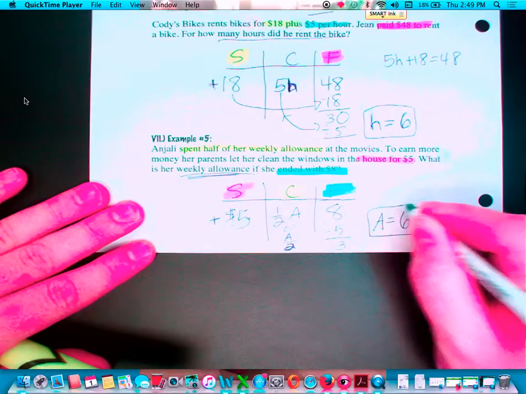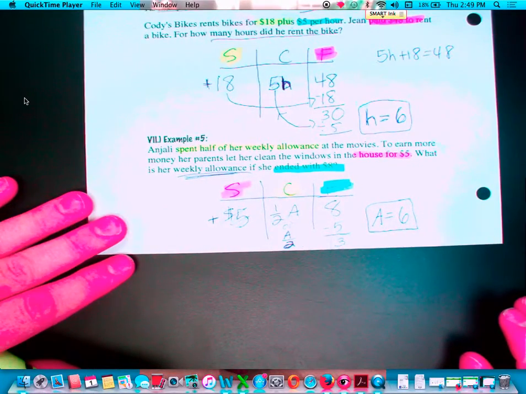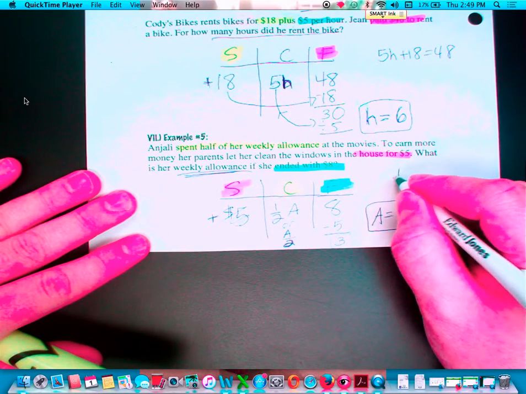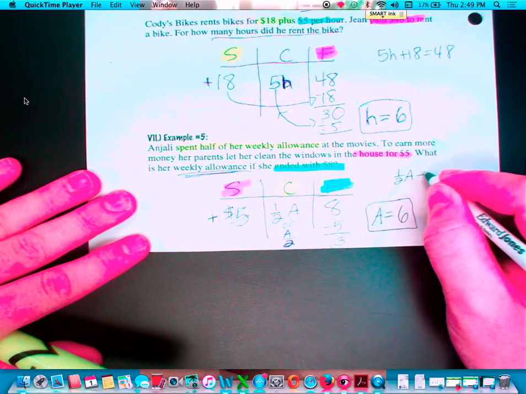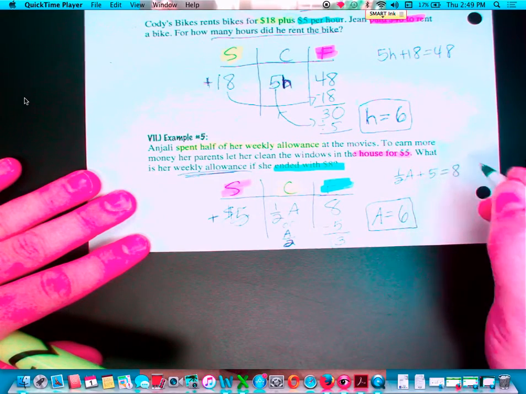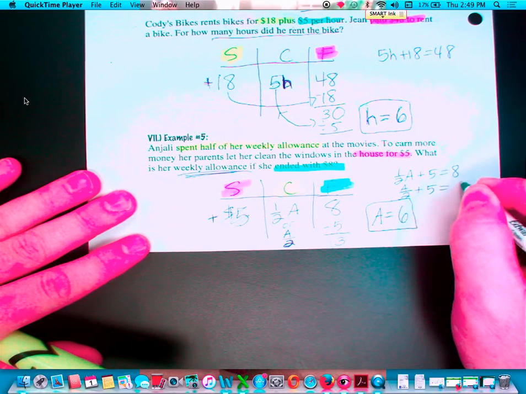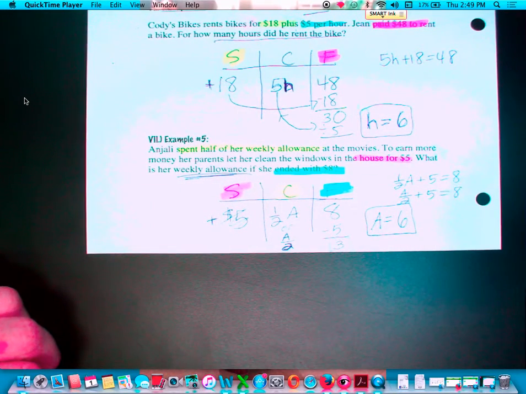So she gets $6 in her allowance. And her equation will look something like this. You can write it out both ways. 1/2 A plus 5 is equal to 8. Or you can write it as A divided by 2 plus 5 equals 8. Either one of those is a good equation that you can use.